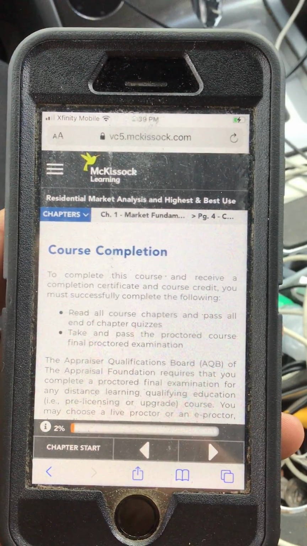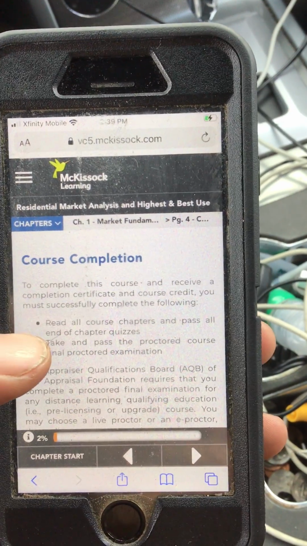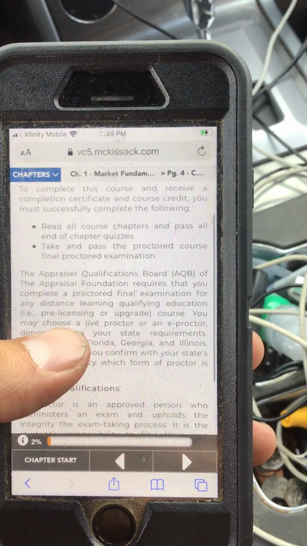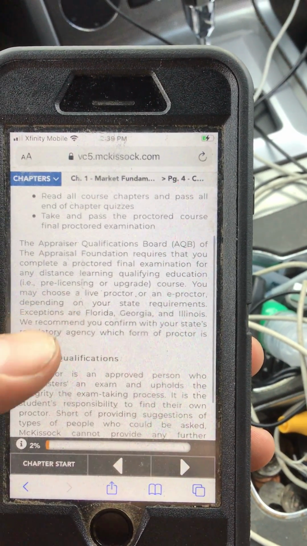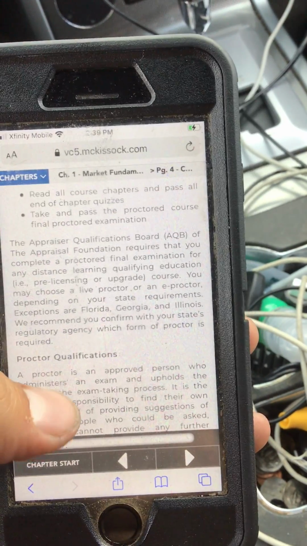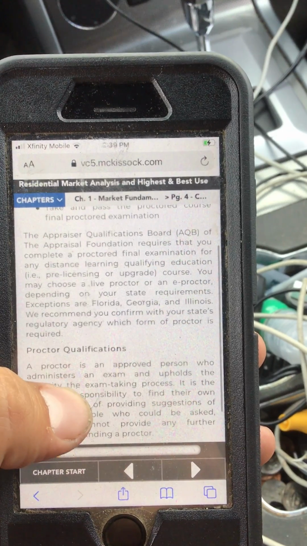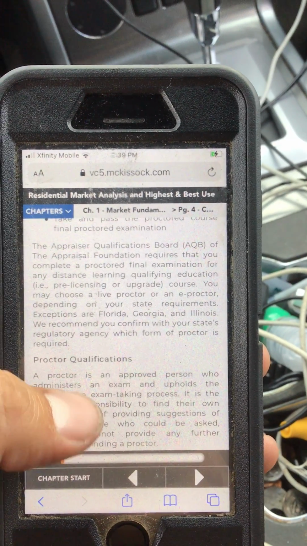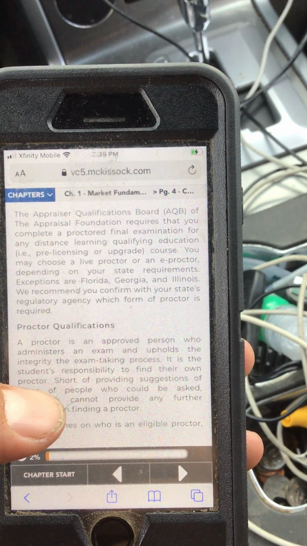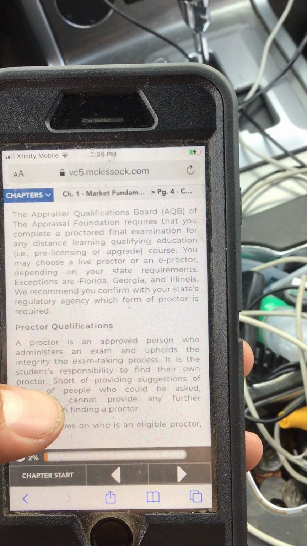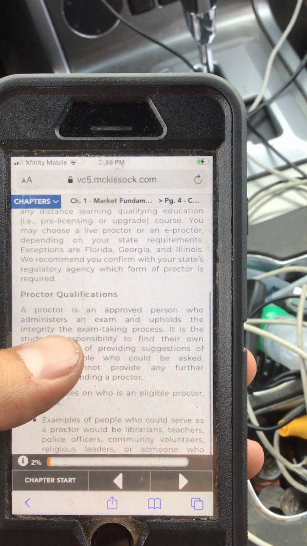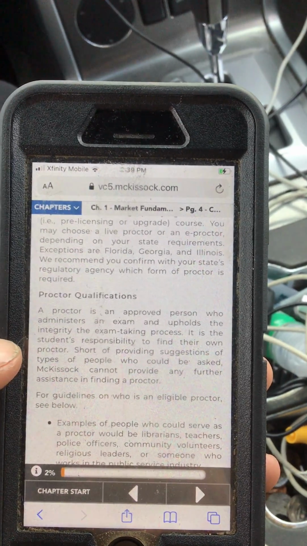Course completion. Page 4. To complete this course and receive a completion certificate and course credit, you must successfully complete the following. Read all course chapters and pass all end of chapter quizzes. Take and pass the final proctored examination. The Appraisal Qualifications Board, AQB, of the Appraisal Foundation requires that you complete a proctored final examination for any distance learning qualifying education, for instance, pre-licensing or upgrade course.